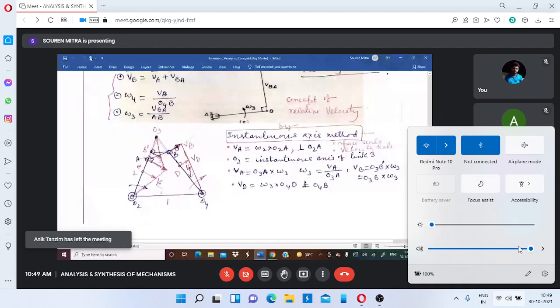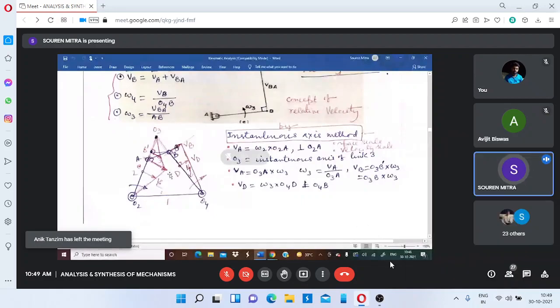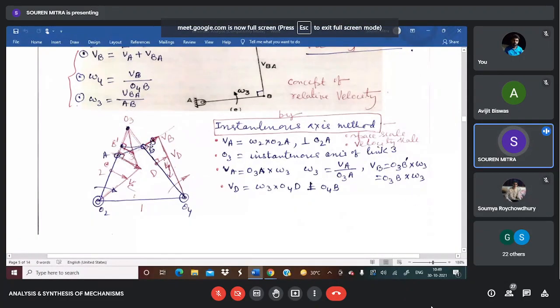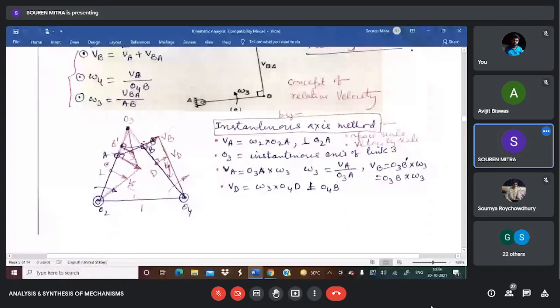The velocity is perpendicular to that. When velocity is known and center of rotation is to be found, the center of rotation will be on the perpendicular from here. So velocity will be perpendicular in this direction. We do not know its magnitude. So we drop a perpendicular to that. Because A and B are on the same member, link 3, these two lines intersect at this point. So this is the center of rotation for link 3 at this instant.